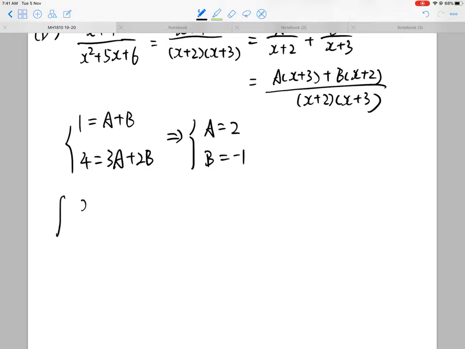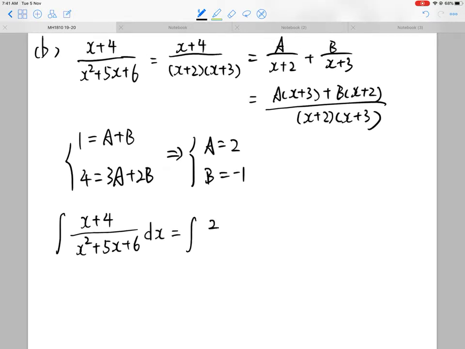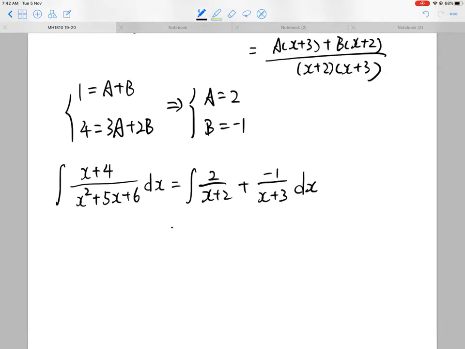It is the integration of 2 over x plus 2 plus negative 1 over x plus 3. Okay, then this part is 2 ln absolute value of x plus 2 minus ln absolute value of x plus 3 plus c. Okay.